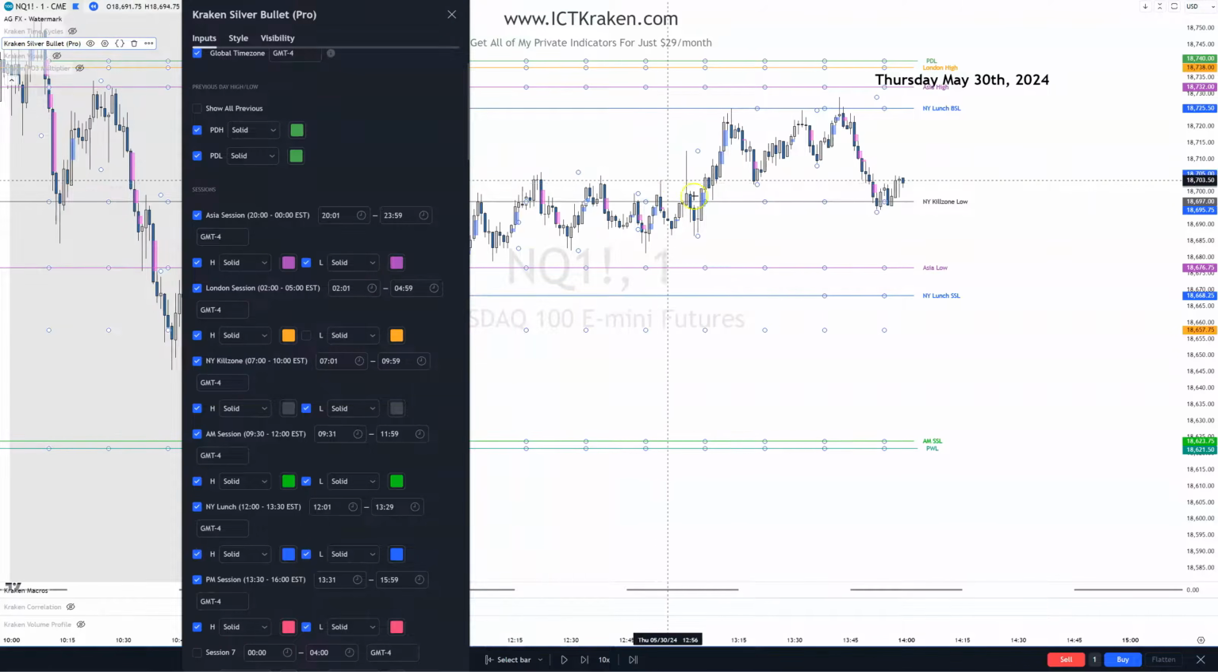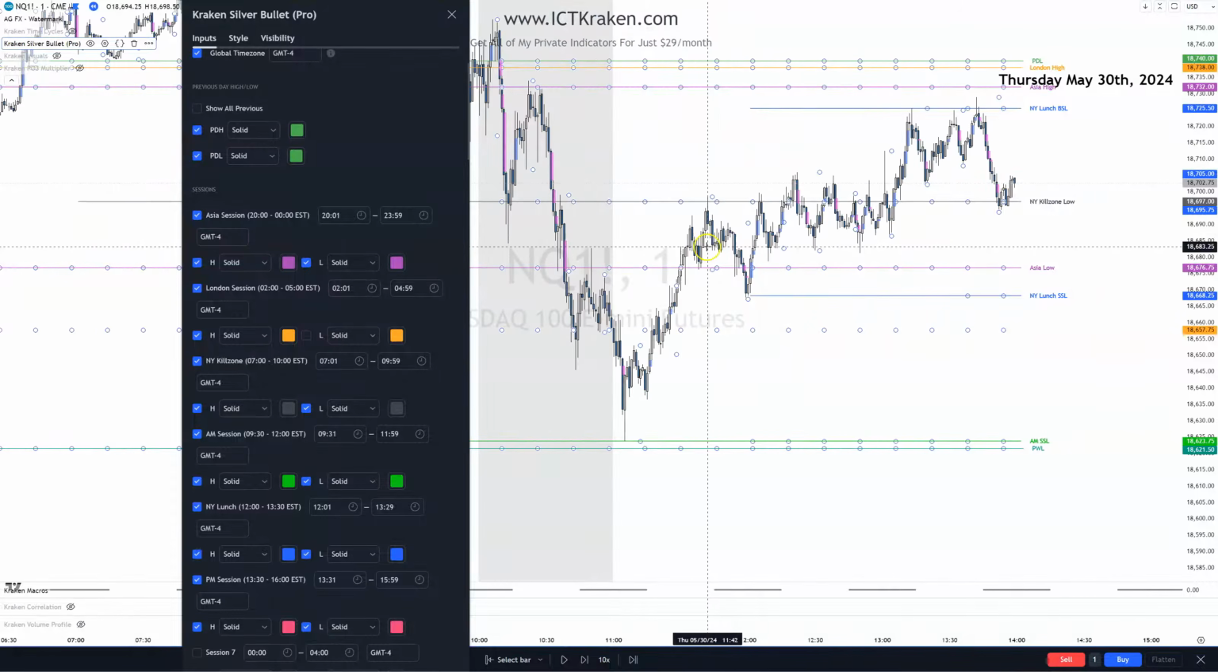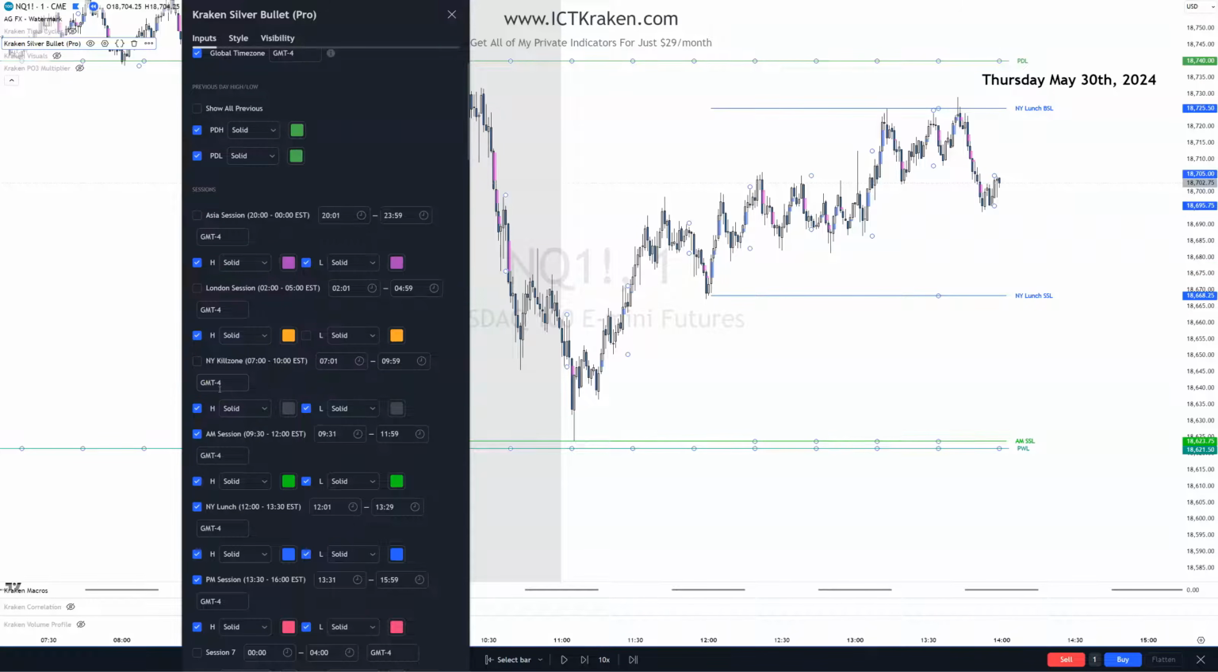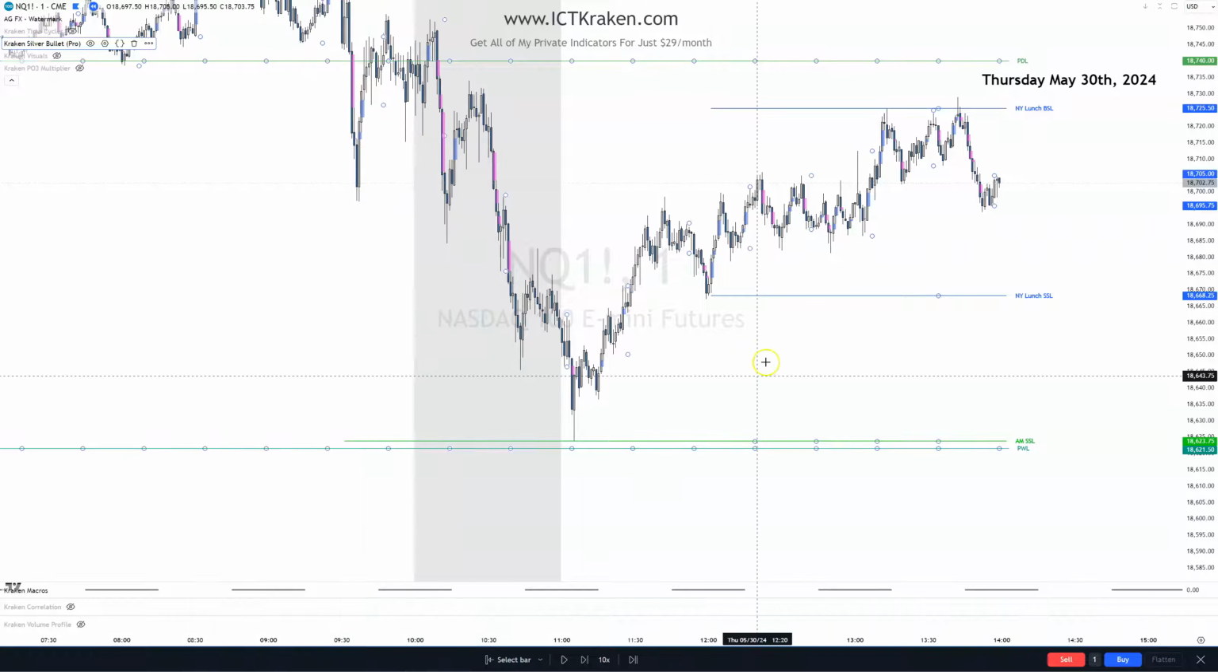See what some targets are. So AM sell side is a good target. Previous week low. New York lunch just took lunch buy side. Let's turn off Asia. Let's turn off London. Let's turn off the kill zone. Let's see what else. We'll leave New York lunch out there because it's a good target. Okay, I like that. All right.